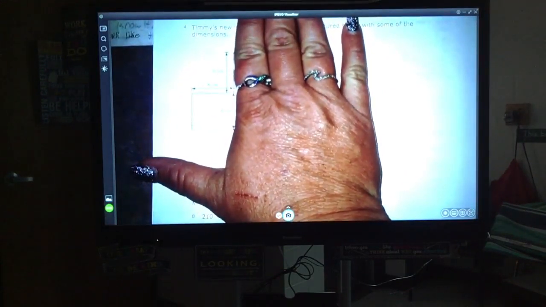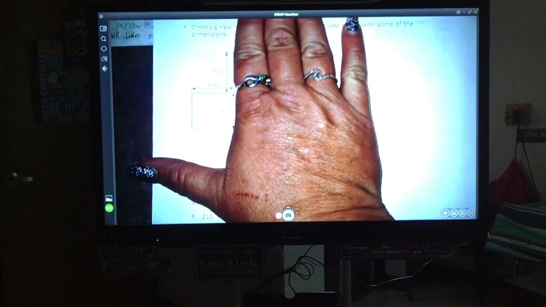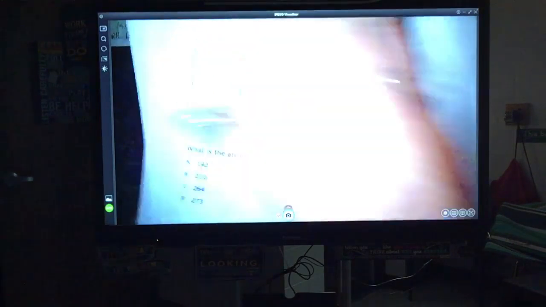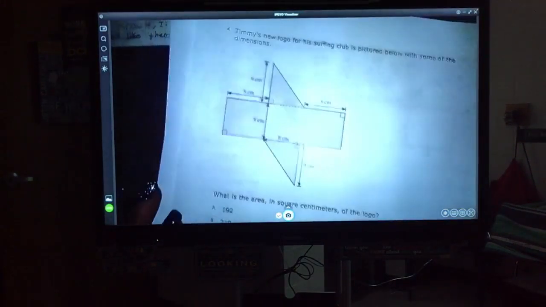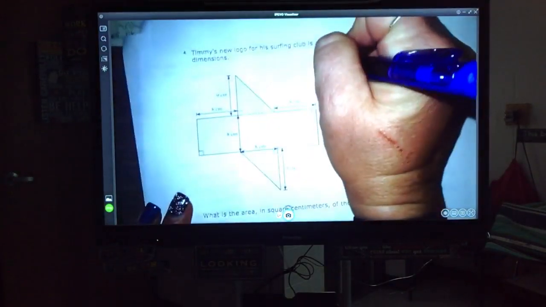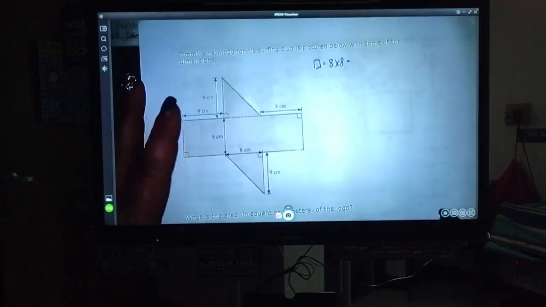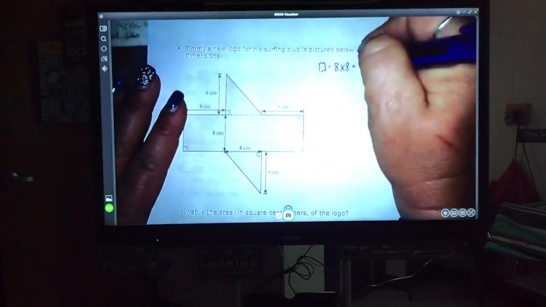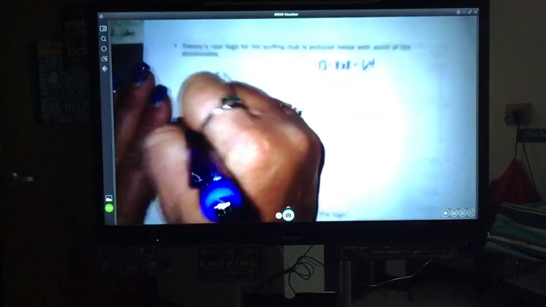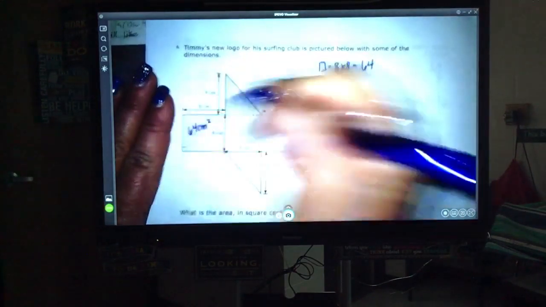So let's start with the square because honestly, to me, the square is the easiest. So what do we do to find the area of this square? What's our formula? Camden. 8 times 8, right. So we're going to do length times width, base times height. So for my square, I'm going to do 8 times 8, which is going to give me what? Camden? 64. So this shape is 64 centimeters squared.